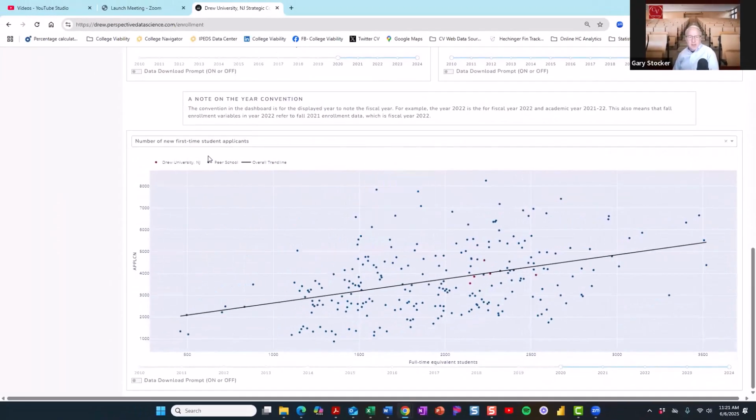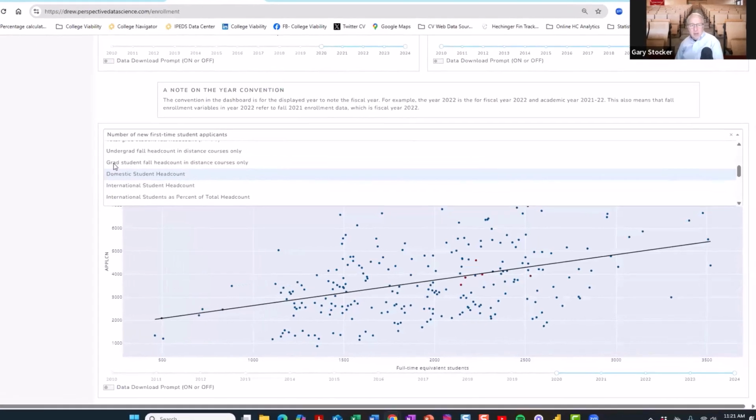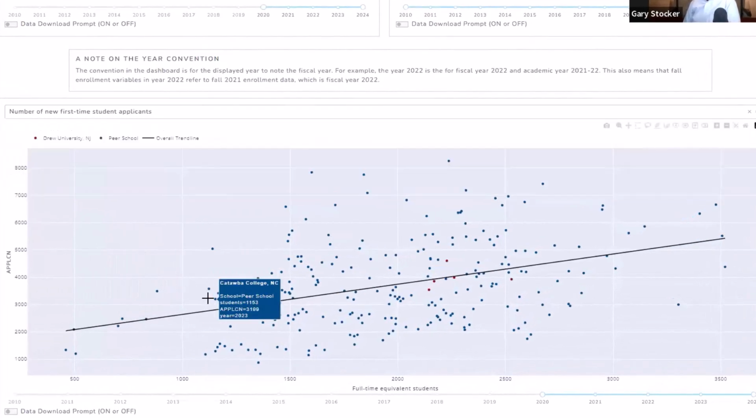Then what we have down below is the same kind of fields available, but we look at it in comparison to the peer line. And so this is where the peer group would be. And we can see that for new first-time student applicants, Drew is a little bit below. We can hover on top of that. The peer group applicant count was 3542, and Drew was at 2145.